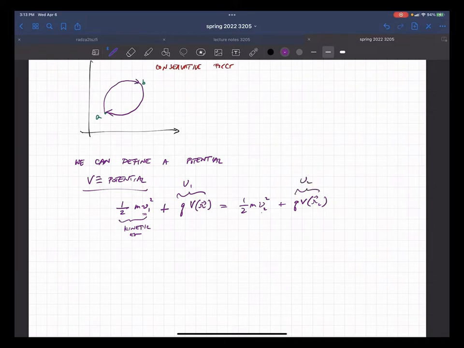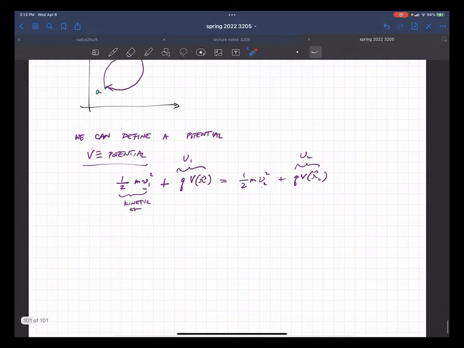So this is U2. Again, V is the potential, U is the potential energy, and it's basically multiplying Q by this potential. So this is very analogous to gravitation. As a reminder of what gravitation would look like if you had some height above ground, let's say this was some hill or something like that.